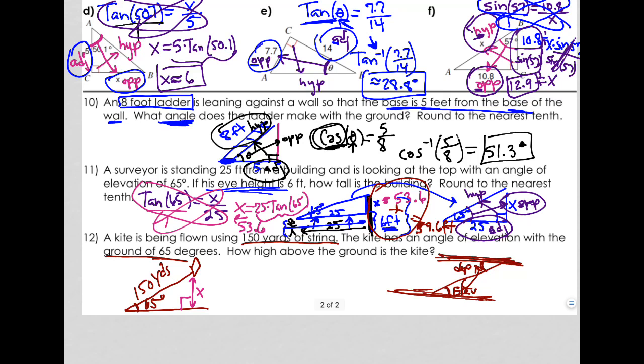And now we can use our trig. So we have hypotenuse is here, our opposite is here, and then we have our adjacent. So we're using the opposite because that's our x. We're using the hypotenuse because we know it. So we have opposite, hypotenuse, that is sine. So sine of 65 degrees equals opposite, which is x, over hypotenuse, which is 150. And we're going to cross multiply.